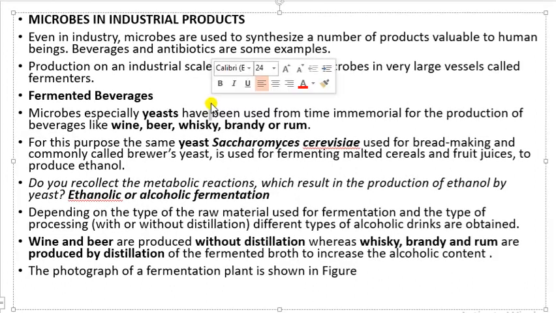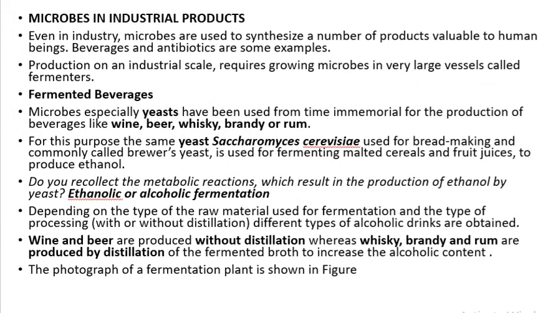Now, microbes in industrial products. As we have gone through the household products, where microorganisms are useful to prepare products used in our day-to-day life, similarly, microorganisms are used to prepare some industrial products also, which are produced on a very large scale. In industry also, microorganisms are used to synthesize various products which are useful to human beings, such as beverages and antibiotics.